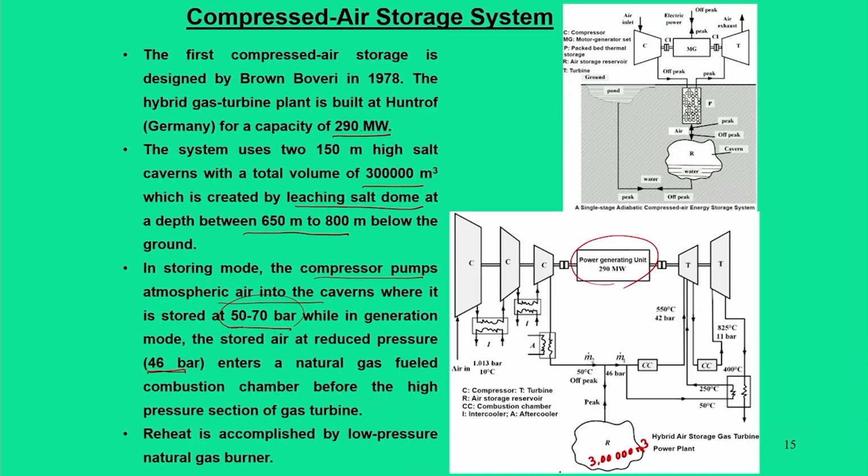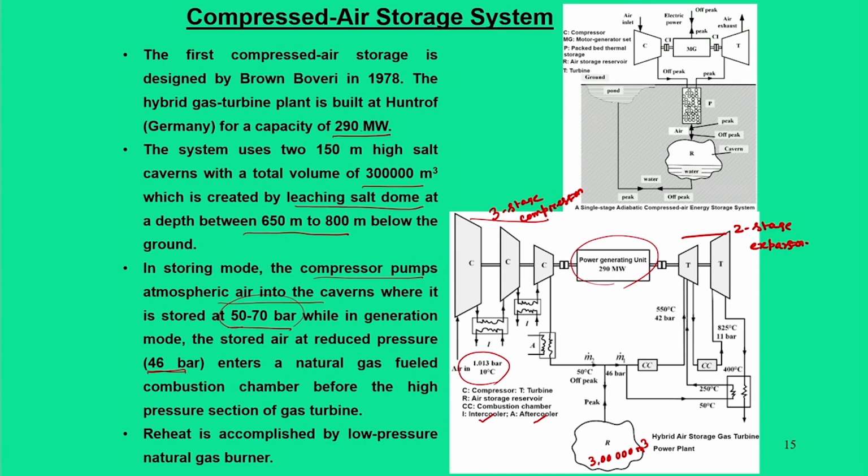So, this is a case where atmospheric air is taken at 10 degree centigrade, and it is a 3-stage compression and 2-stage expansion. Additionally, we have other units like intercooler and aftercooler at various locations. This figure is just to give you a feeling that such a compressed air storage system does exist.